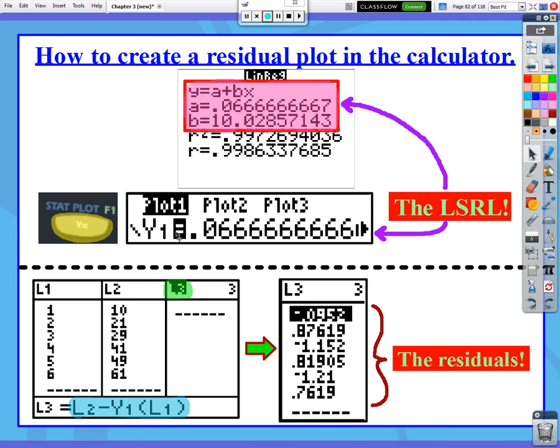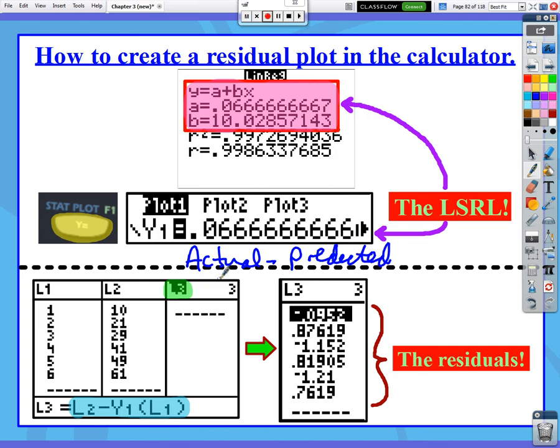So we absolutely need to have your regression line in the y1 part of your calculator, because if you don't, then the next step we're about to do is going to cause your calculator to give you an error. So now go back to your lists, and we're going to go to list 3. List 3 is where we're going to store all of our residuals. Now, if you remember from earlier in this video, what was the formula for residuals? It was actual minus predicted. And that's what we're going to tell list 3 to do.